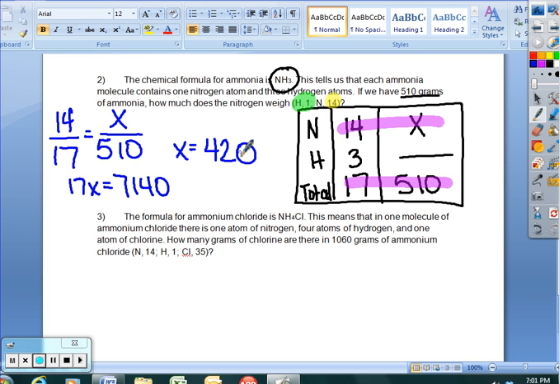Go ahead and try example 3 on your own. Pause the video, and when you have come up with a solution, hit play to see if your solution matches mine.